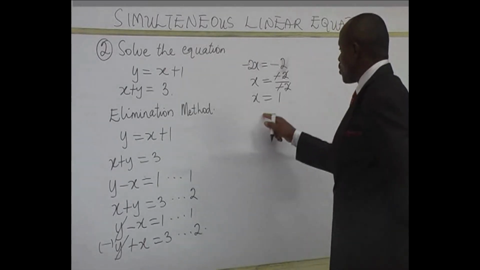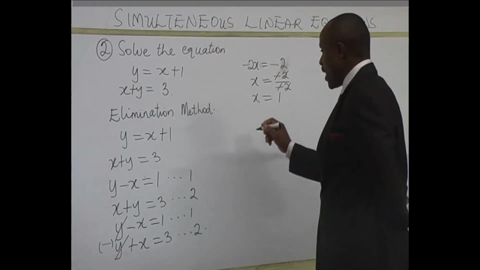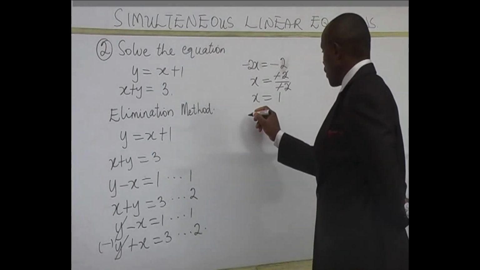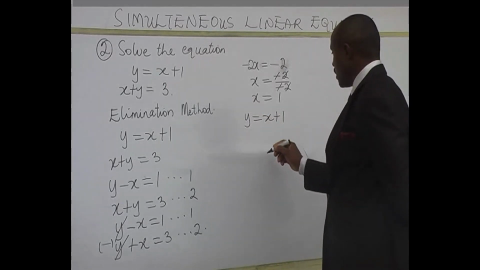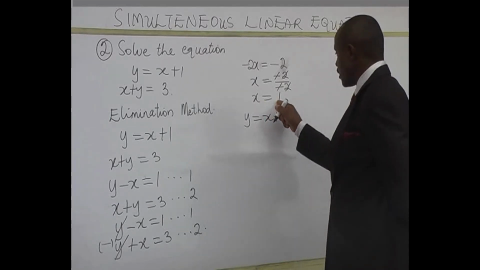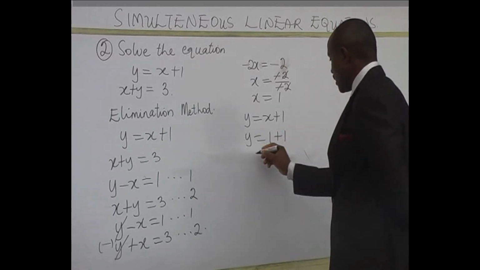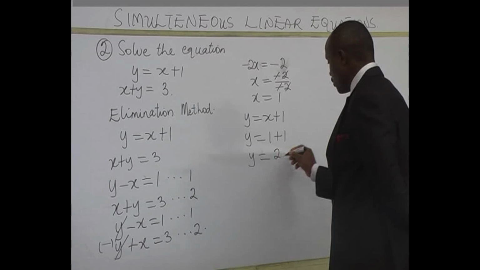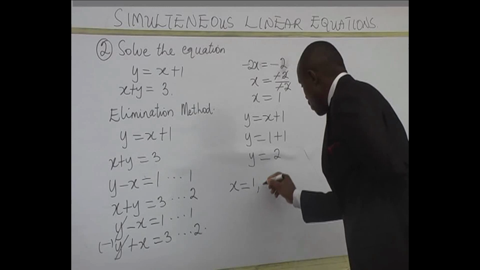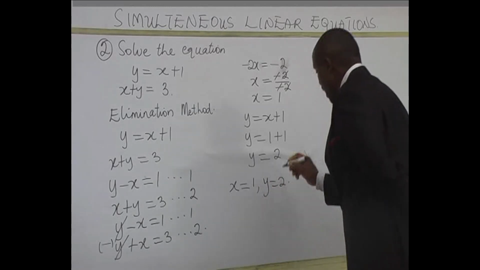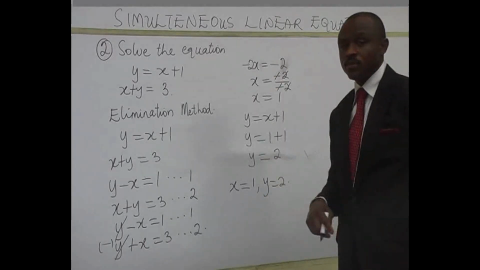Then substitute x is equal to 1 in any of the equations. Let's say in equation 1. In equation 1 we have y is equal to x plus 1. Wherever you see x, substitute it to 1. So we now have y is equal to 1 plus 1, which will give you y is equal to 2. That means the solution to the equations are x is equal to 1 while y is equal to 2. That was exactly the values we got for x and y when we used the substitution method.